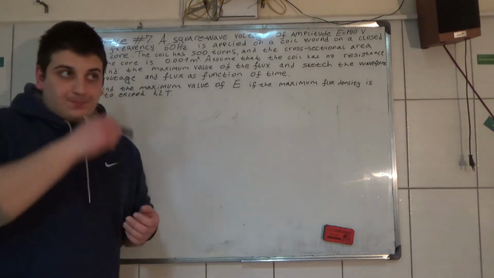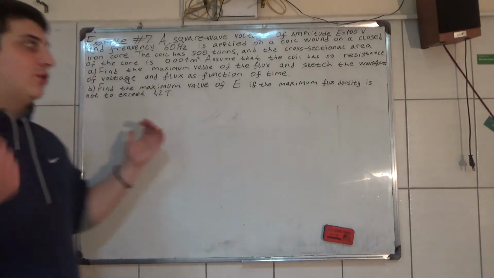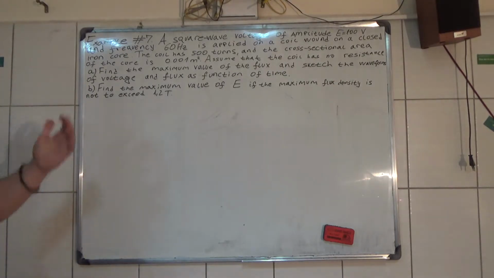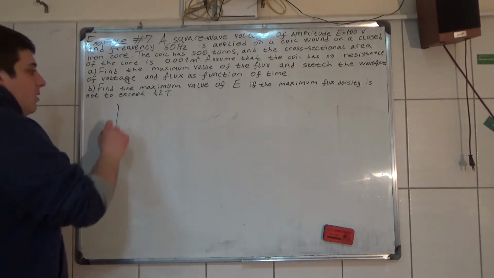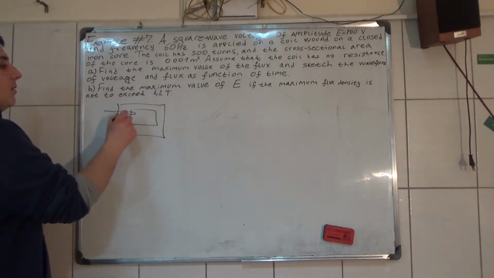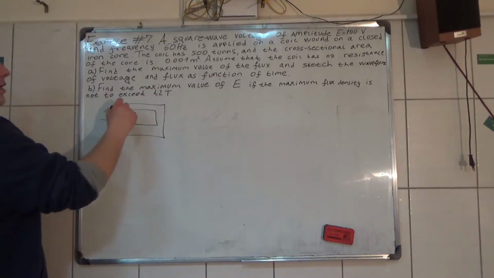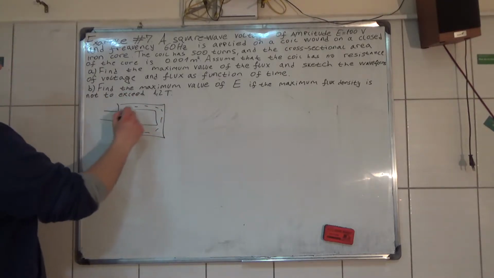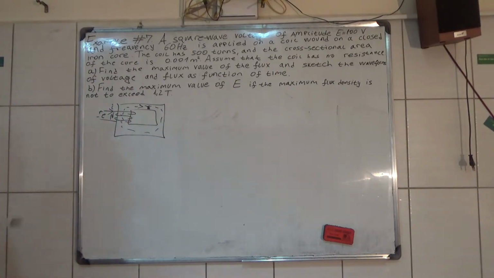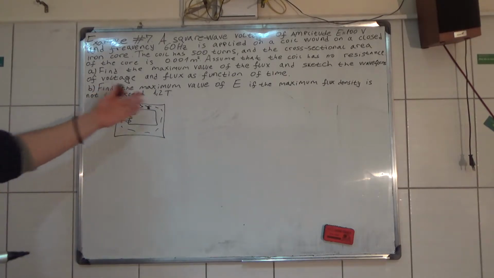Now, if you can't imagine a magnetic circuit, let's say it looks something like this. Here we have flux going like this, plus minus E, current I. It doesn't say what kind of magnetic circuit it is, it just says it's a closed loop.